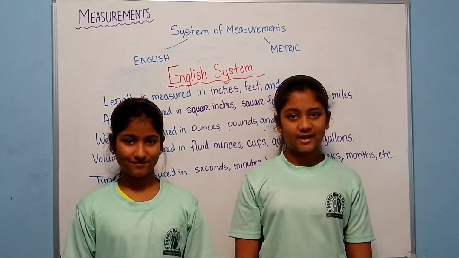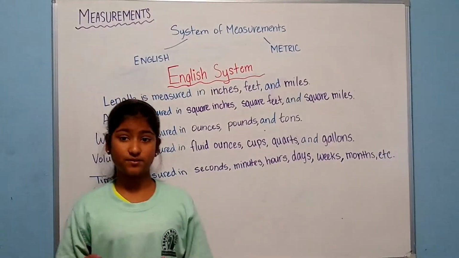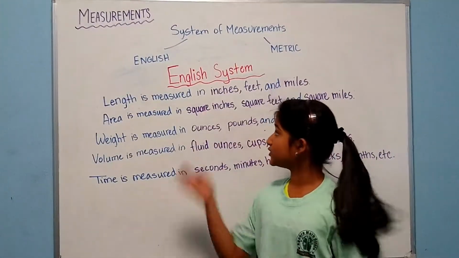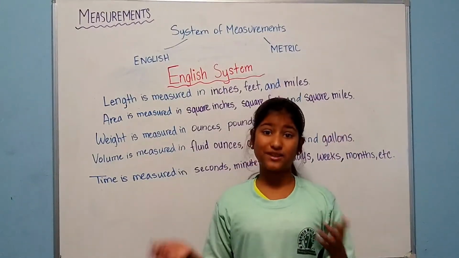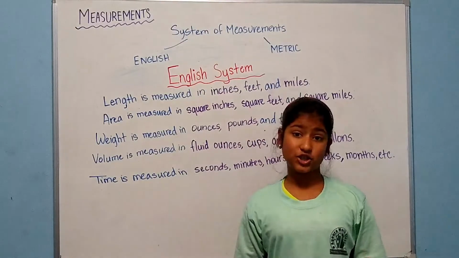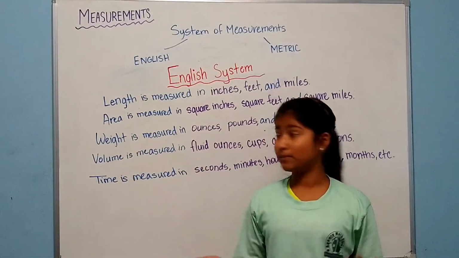This is Junior Advanced, and we're going to be learning about measurements. There are a couple systems of measurements that are separated into the English system and the metric system. Let's talk about the English system. In the English system, length, area, weight, volume, and time can be measured.